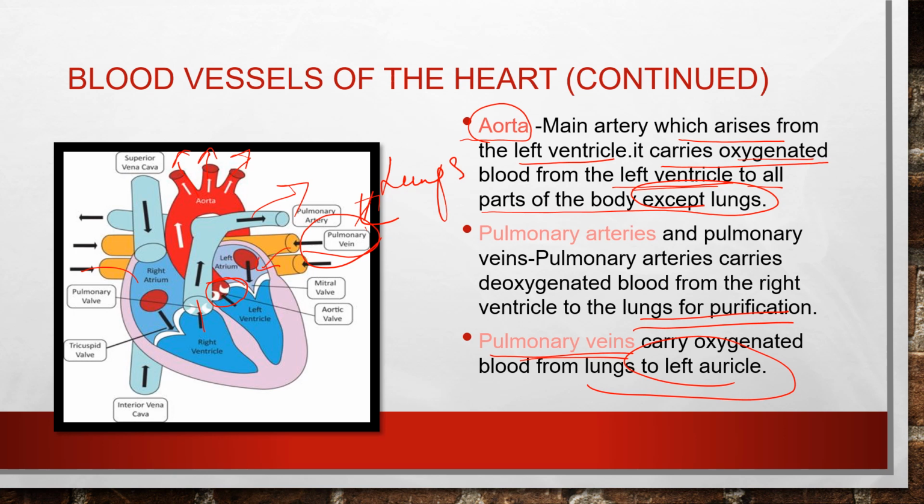So oxygenated blood is there in the left auricle. It is then pumped to the left ventricle. This blood is carried through the aorta to different parts of the body except the lungs. And the superior vena cava and inferior vena cava are bringing the deoxygenated blood to the right atrium, which is pumped to the right ventricle, and from the right ventricle it is carried through the pulmonary artery to the lungs to get it purified. So this is the whole process which is happening in the cardiac cycle.